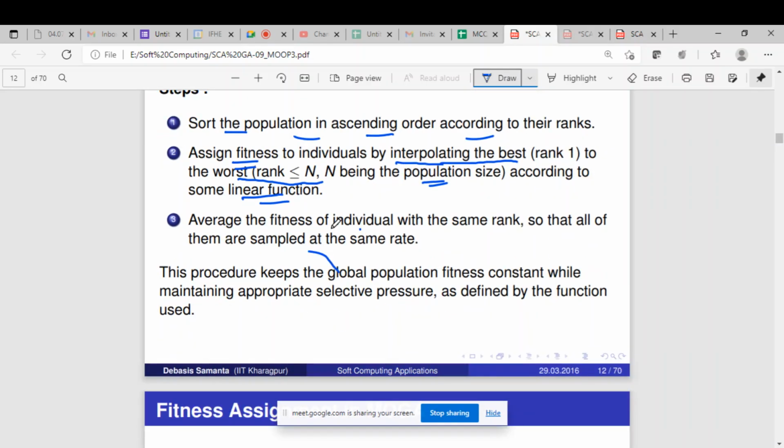And then what we do is average the fitness of the individuals with the same rank, so that all of them are sampled at the same rate. That is, for all individuals who are in the same rank, their fitness will be the average of their fitness. After interpolating and assigning the new fitness value, we take the average of the fitness values of all individuals in the same rank. So this is how the algorithm works.